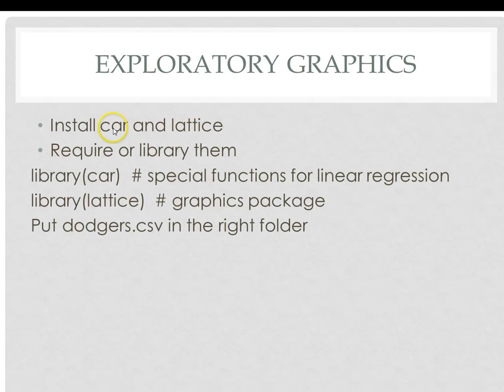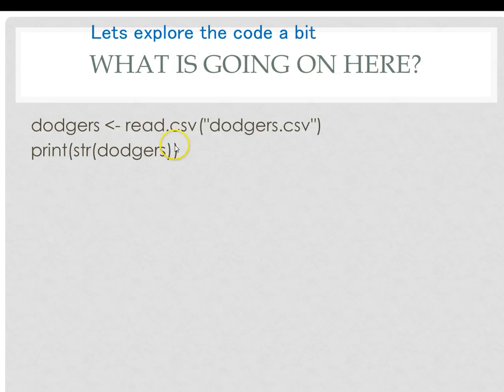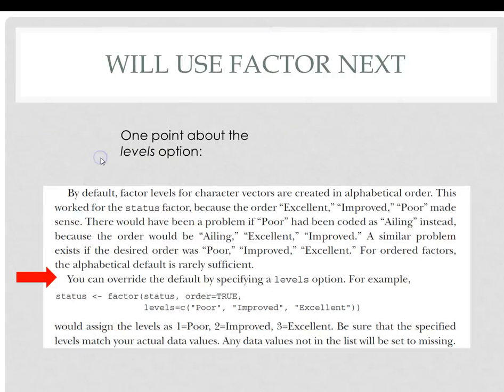We want to install car and lattice, we did that. You can use library or require, like library car, library lattice, and put dodgers.csv into the right folder, we did that. And then we read this in, so this creates a data frame, and this does what? This shows us the structure of our data frame.